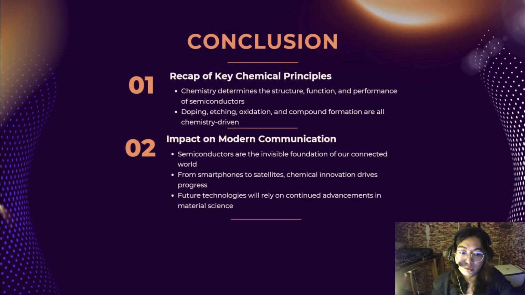In conclusion, we've seen that chemistry is not just a background science, it's the very heart of semiconductor technology. From the selection of elements like silicon, gallium, and arsenic to the complex doping and etching processes, every step in semiconductor fabrication is chemically driven. These materials are then turned into transistors, circuits, lasers, and detectors, powering everything from smartphones and fiber optic cables to satellites and future quantum networks.